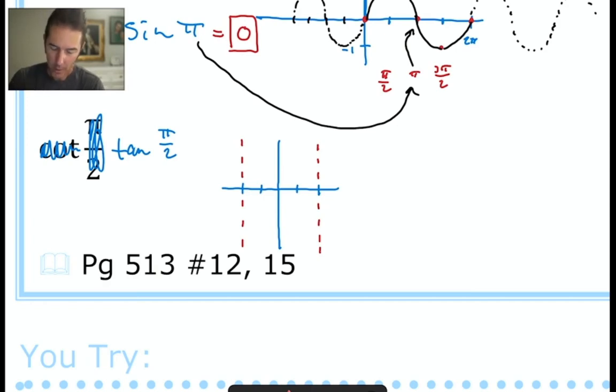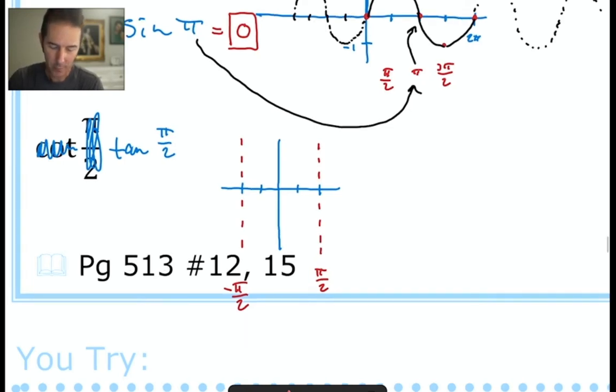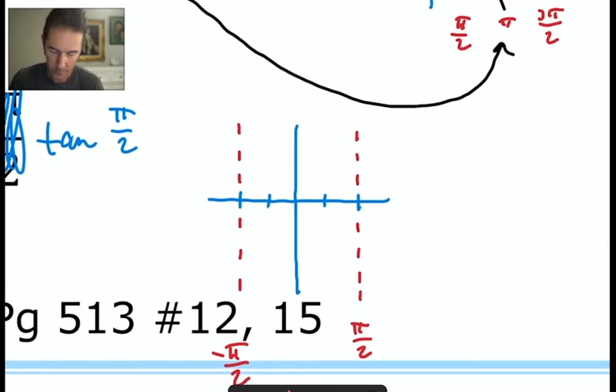Okay. Where are those asymptotes? They are at pi over 2 and negative pi over 2. What's the distance from negative pi over 2 to positive pi over 2? Pi. What's the period of the tangent function? Pi. So here we're looking at one period of the tangent function. So what are those smaller marks that I put inside of there in blue? Those are negative pi over 4 and positive pi over 4. I wrote those labels in those specific places for a reason.